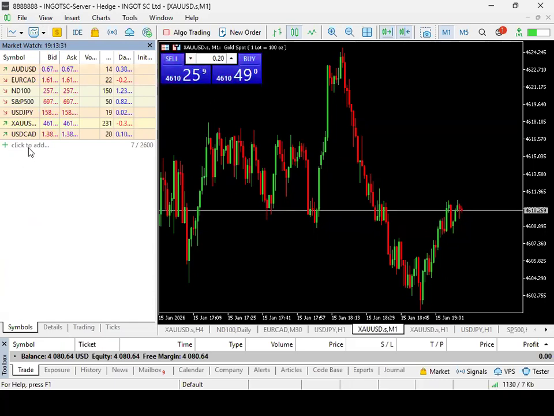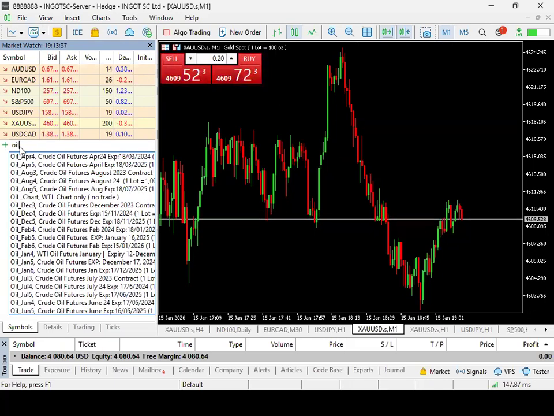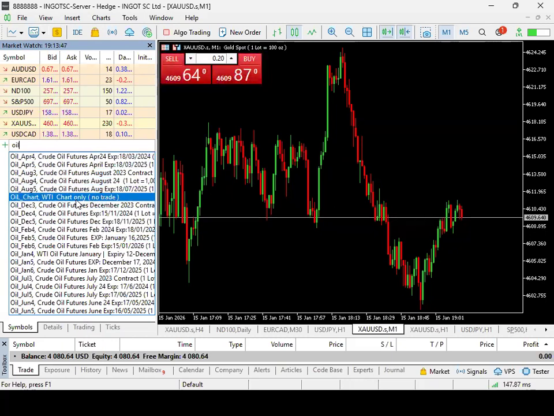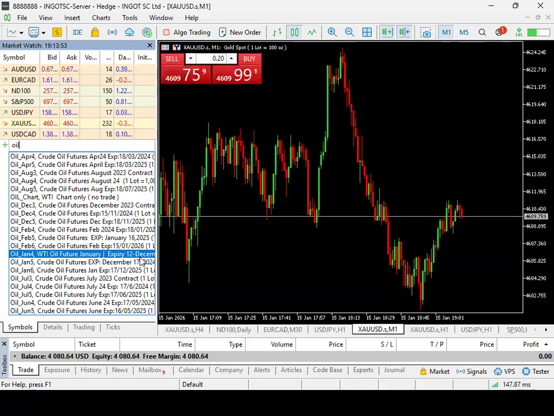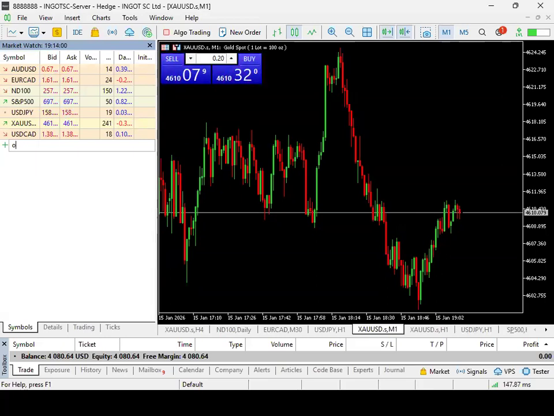This is the easiest way to add it. I'm showing you two ways. The easiest way, you want oil, Fabian, just type oil here, and you have oil. All of this is oil. You can choose the futures oil, the WTI, which you can chart over here. We have the WTI futures in January that's expiring. Okay. This is the easiest way.